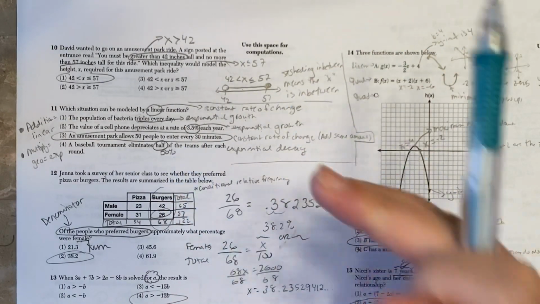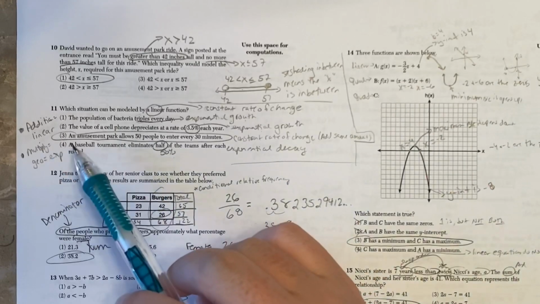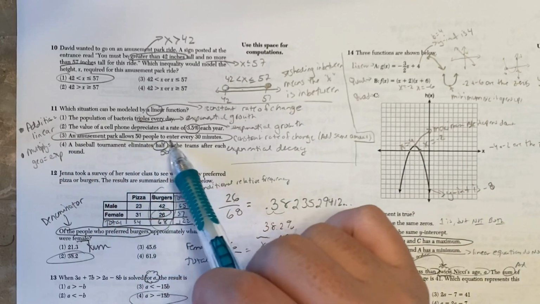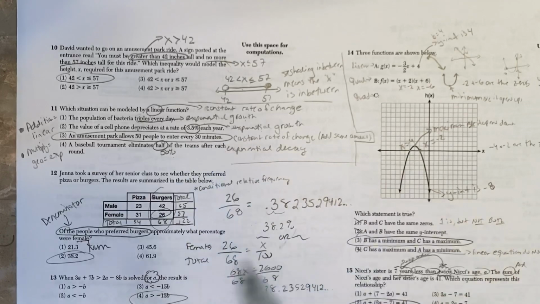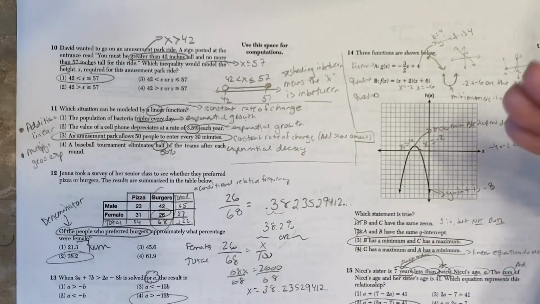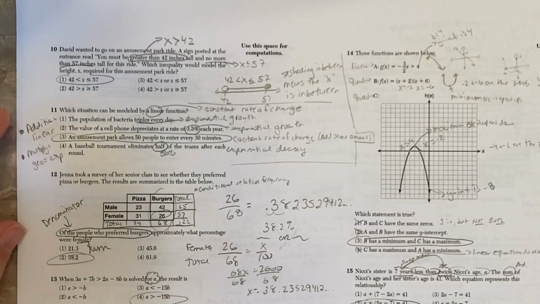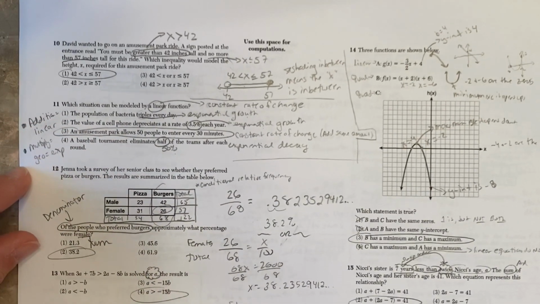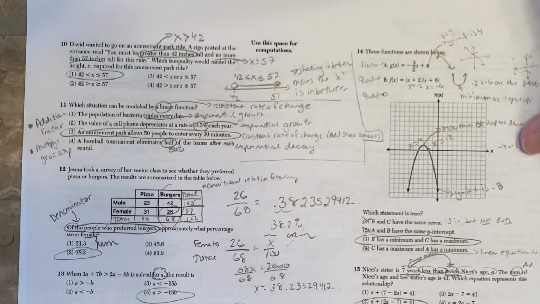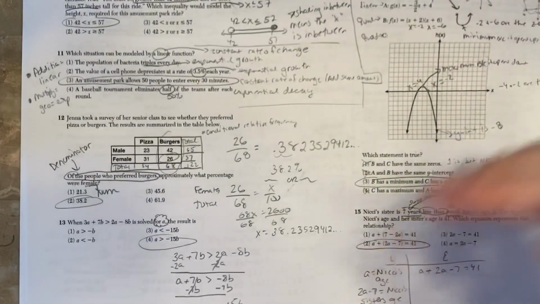Half is 50%. Again, anything with the percent, no good. Here we go. An amusement park allows 50 people to enter every minute. There you go. That is correct. So it's constantly every minute, you're adding the same amount, 50 people. Okay, so anything, what I write, addition is linear, multiplying is geometric, which is exponential. All right, number 12, two-way table.